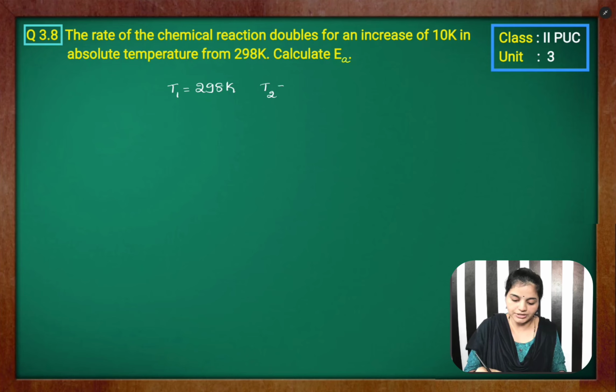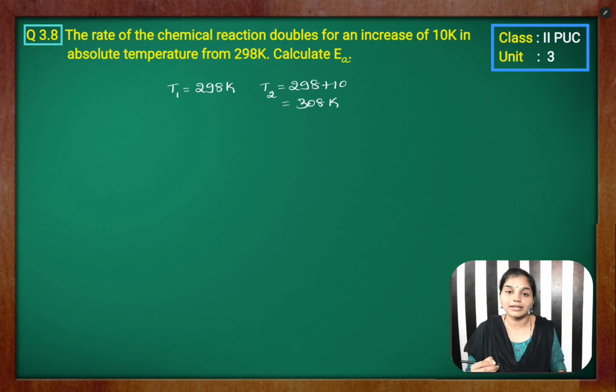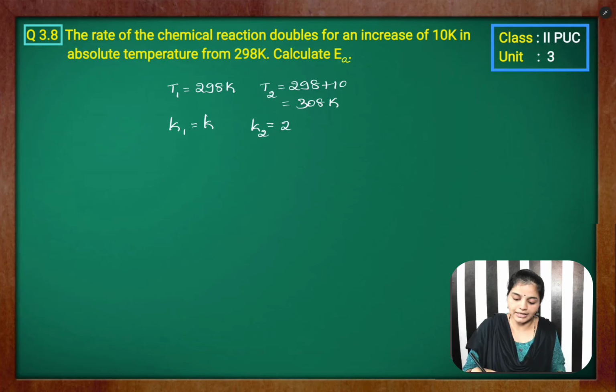So we have temperature T2, that is 298 plus 10, which is 308 Kelvin. They told that the rate of the chemical reaction doubles after that. So if we consider the rate constant as K, I write K1 as K. After a 10 degree rise in the temperature, if I consider the rate constant as K2, the rate will be twice, so the rate constant is written as 2K. We are asked to calculate the activation energy.